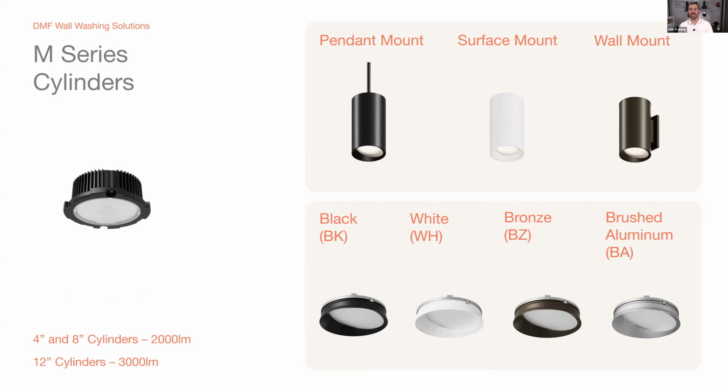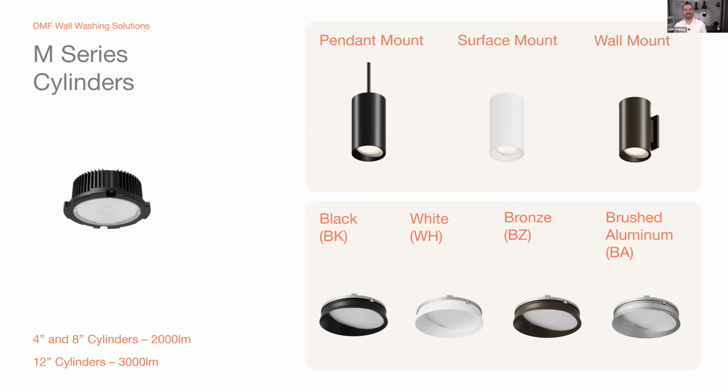The M series cylinders, again, these are all based around the modular design of our downlight families. So they're utilizing the same modules within these cylinders. We have options that go between 4, 8, and 12 inches in length. The 4 and 8-inch versions can accommodate up to 2000 lumens total, and the 12-inch versions can go up to 3000 lumens. So a wide range of output.